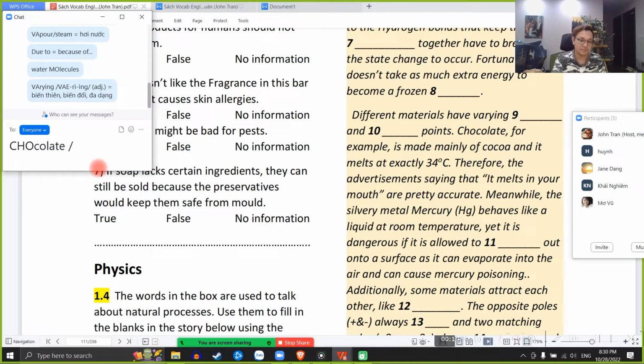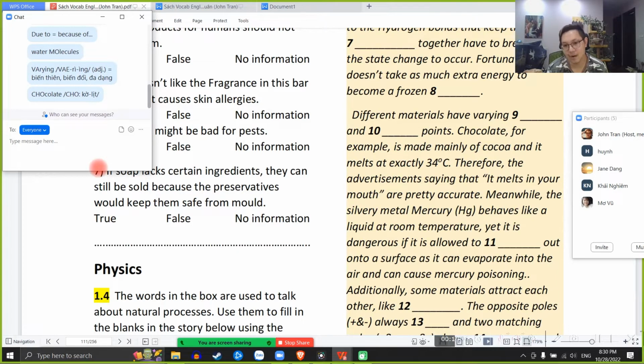Chocolate, for example, is made mainly of cocoa, and it melts at exactly 34 degrees Celsius. Therefore, the advertisement saying that it melts in your mouth is very accurate.